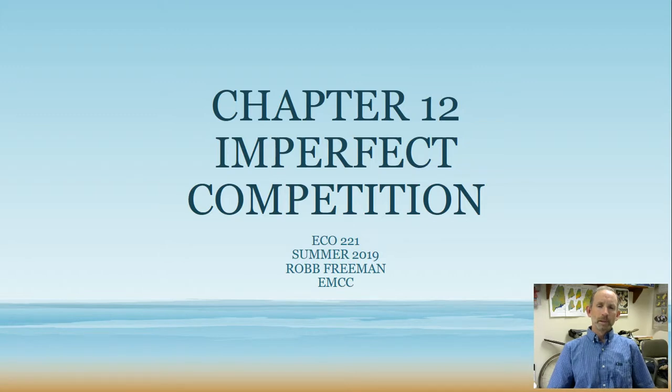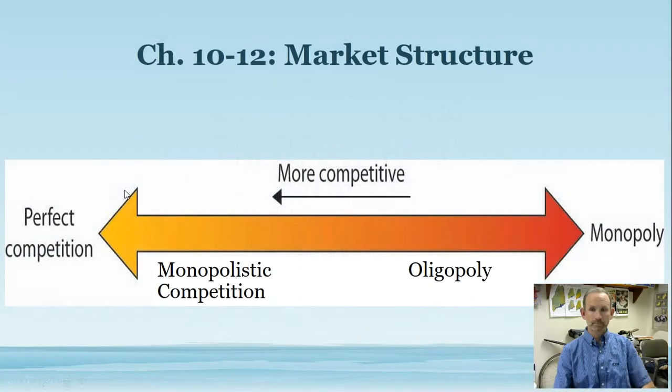So if you remember, in chapter 10, we studied this market structure called perfect competition. And in chapter 11, we studied monopoly. So we've done perfect competition over on the left, we've done monopoly over here on the right. Really, what imperfect competition refers to are these two terms in the middle, monopolistic competition and oligopoly.